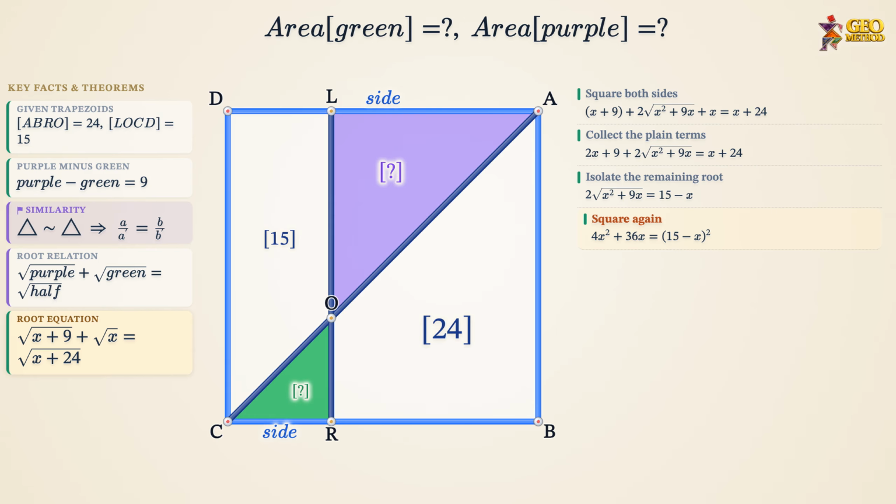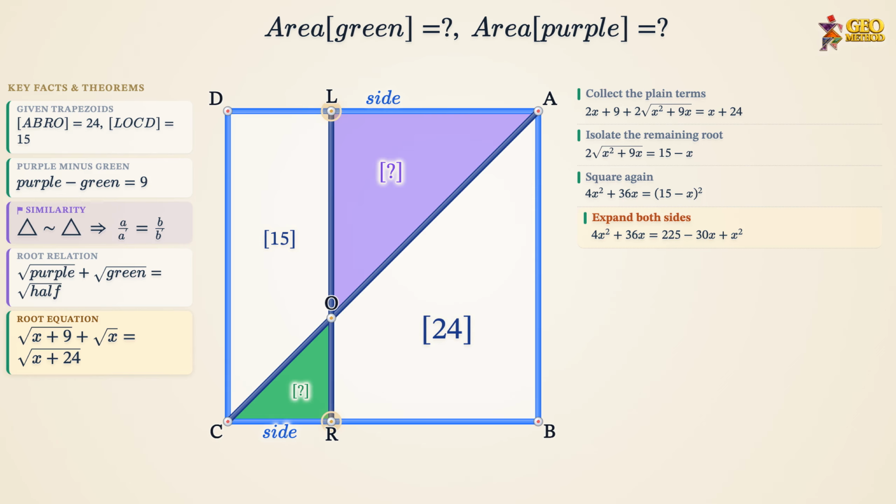Square once more to finish off the root. The left, twice a root, squares to 4 times x squared plus 9x. The right becomes 15 minus x, all squared. No roots remain from here on. Expand each side. The left is 4x squared plus 36x. The right, 15 minus x squared, is 225 minus 30x plus x squared. Now it is an ordinary polynomial equation.